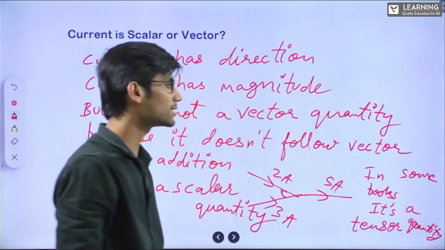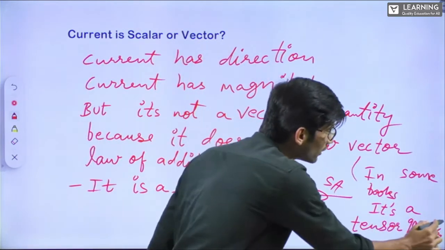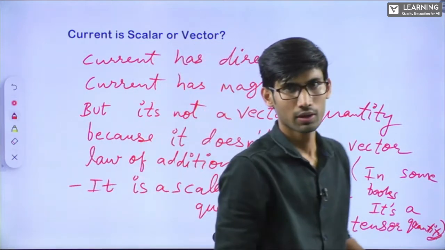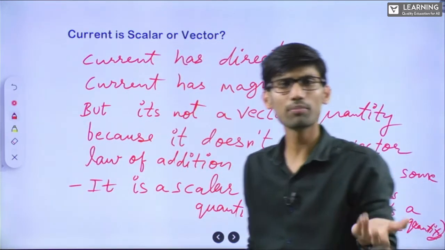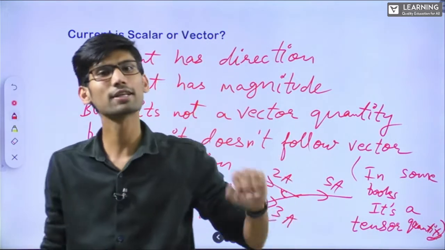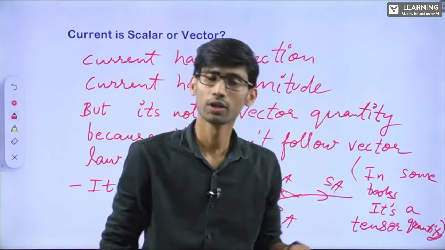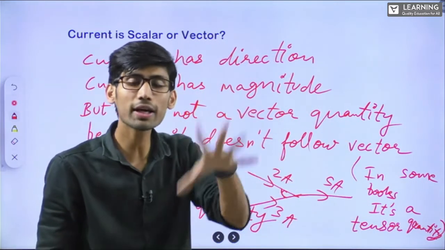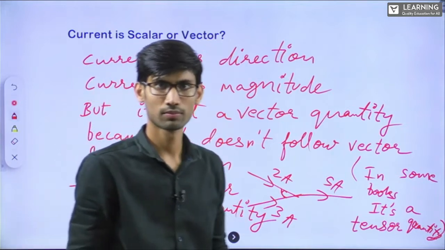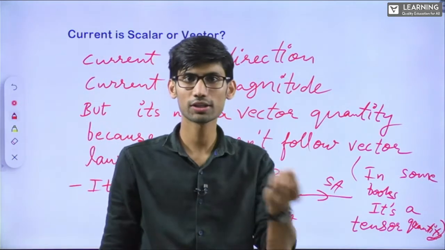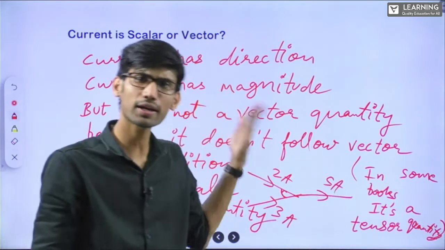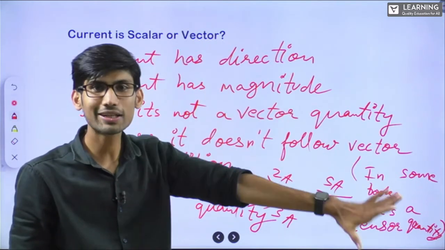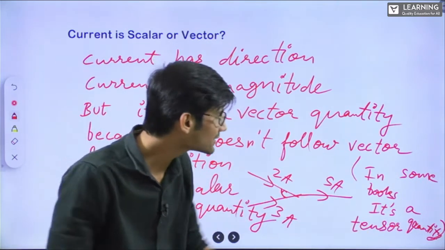Correct? What is a tensor quantity? It is a different kind of quantity which is neither a vector nor a scalar. If you see this current, it is not completely vector. It has direction, it has magnitude, but does not follow vector law of addition. It is neither completely scalar, because scalar is something which only has magnitude, like mass. Right? 2 kg, 3 kg, 5 kg, only magnitude, but this has direction. So it is neither completely vector nor completely scalar. That's the reason it is a tensor quantity.